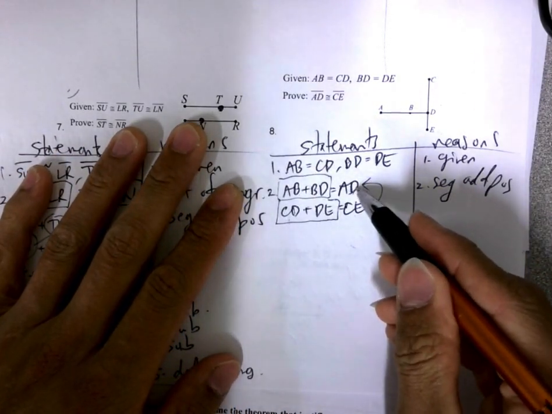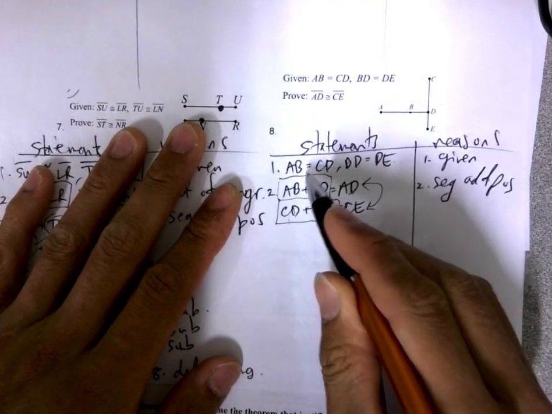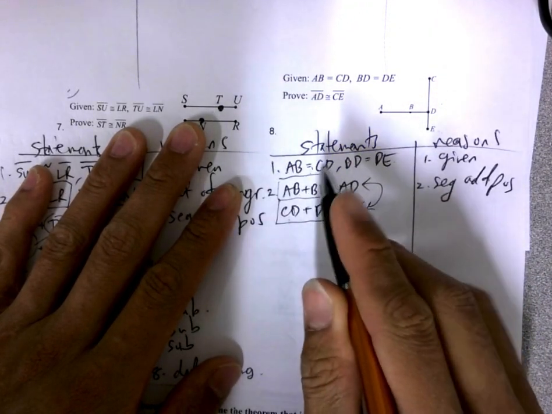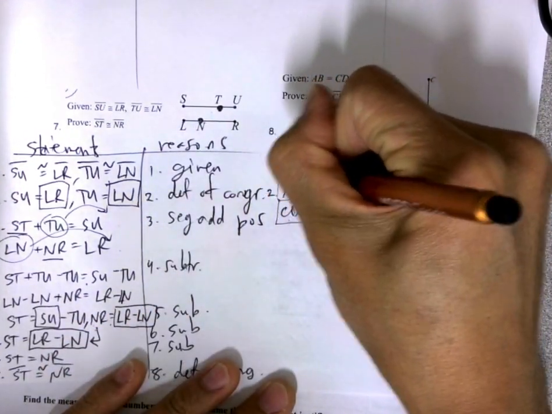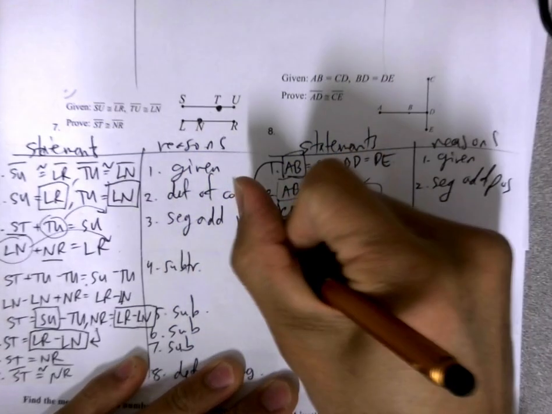Well, is this equation AB equals CD? No. Is this equation AB equals CD? No. Is this one AB equals CD? Yes, we have it. Okay? So since we have it, we could take this AB and we could put it right there in the place of our CD. And I'm going to do that for step 3.